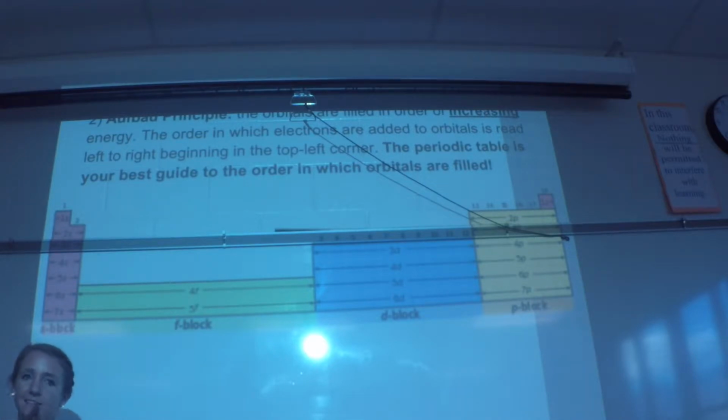You always go 1s, 2s, 2p, 3s, 3p, 4s, 3d, 4p. Everyone got this? So this is a map to the order.